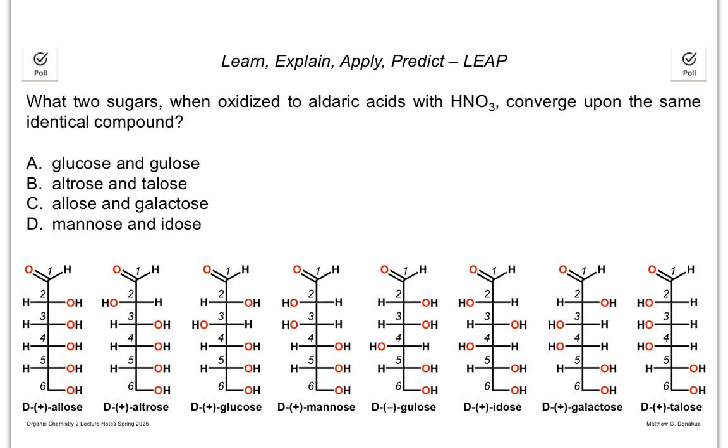So what two sugars, when oxidized to aldaric acid, so again, both carbons 1 and 6 go to the carboxylic acids, converge upon the same identical compound? So B, that was altrose and talose. And the thing with that is one of them you have to rotate 180 degrees so then it maps onto the other one.